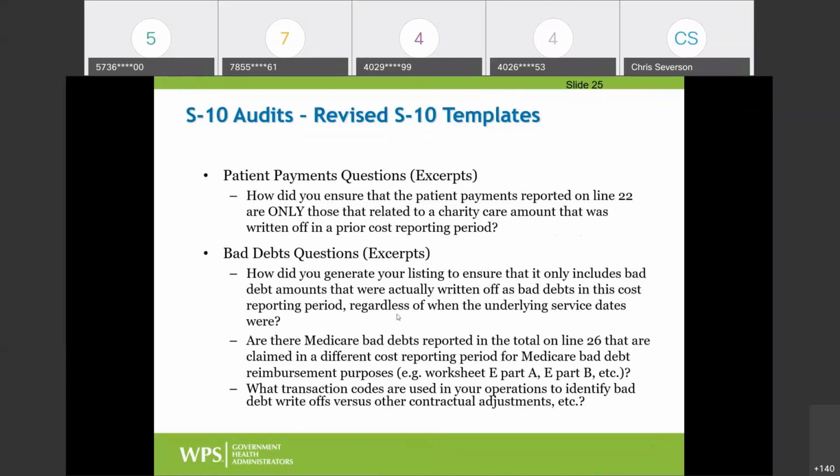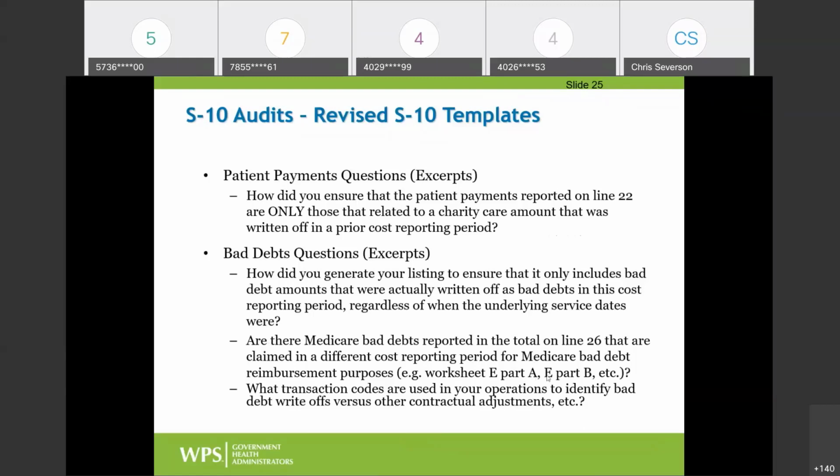Let's see here. We have bad debts. It's really the same thing. It was the write-off date. How did you ensure that your listing only included write-off dates in that cost reporting period? The second one, are there Medicare bad debts reported on line 26 that are claimed in a different cost reporting period for Medicare bad debt reimbursement? For example, worksheet E Part A or E Part B.